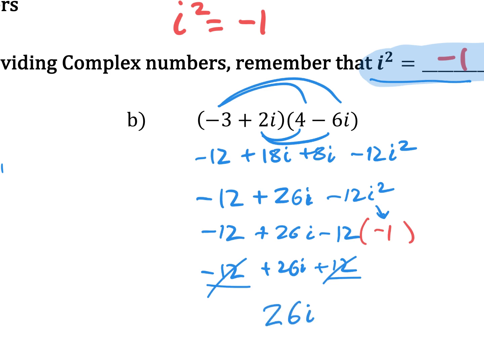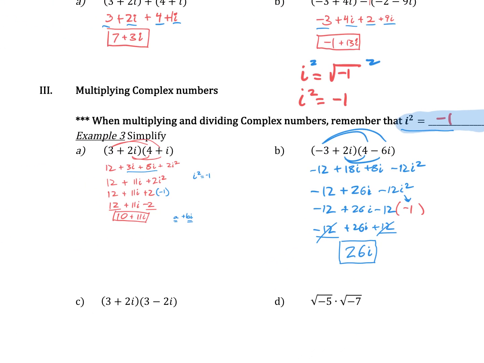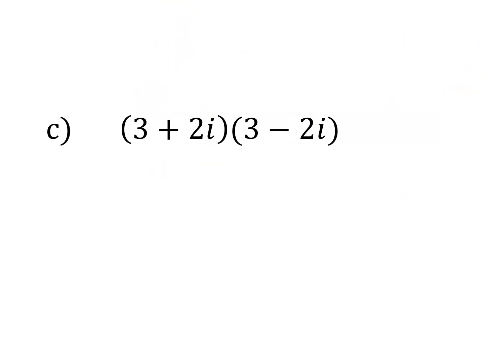So there's a good example. You don't always need to have a and bi. Sometimes we end up with just bi, or 26i in this case. All right. So we can get a complex number. We can get a purely imaginary number. All right. Watch what happens with this one here.